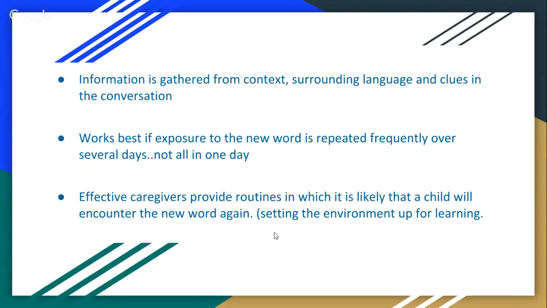Children gather information from context, from how it's used in a book, from their experience, and clues that they pick up on from conversation. The best way to solidify a word for a child is to expose them to it frequently over a period of several days. Effective caregivers can enhance a child's vocabulary knowledge by allowing them opportunities to encounter new words repeatedly. They set the environment up for learning.